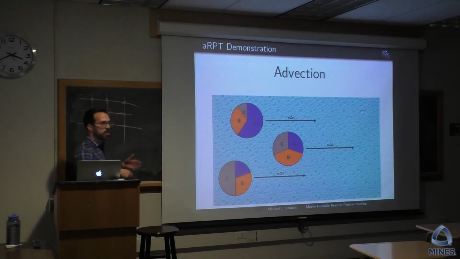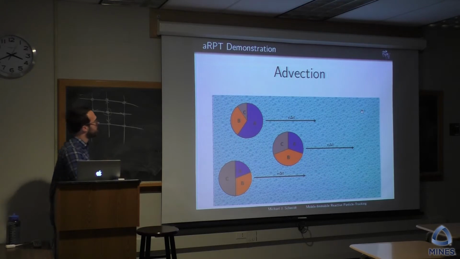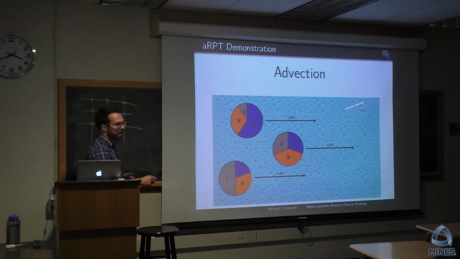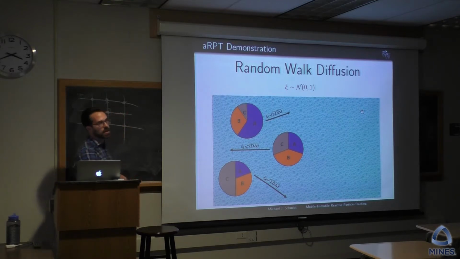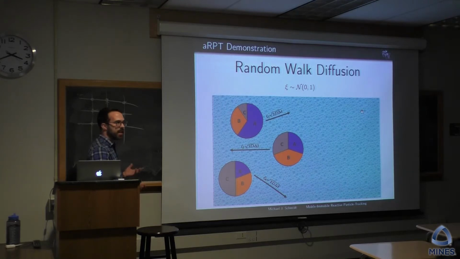So here's a cartoon to walk you through how these things work. We have our particles carrying masses of A, B, and C, where they need not be equal, but each is in chemical equilibrium at the start of a step. They're transported by advection, just v delta t, based on your underlying velocity grid. They have random walk diffusion, where we draw a random variable for each of them. It's a normal 0, 1 variable, scaled by the standard deviation of that Brownian motion diffusion, root 2D delta t, D being your diffusion coefficient.